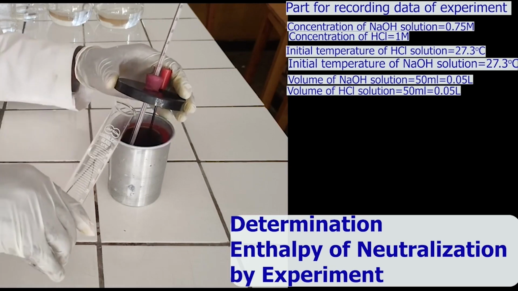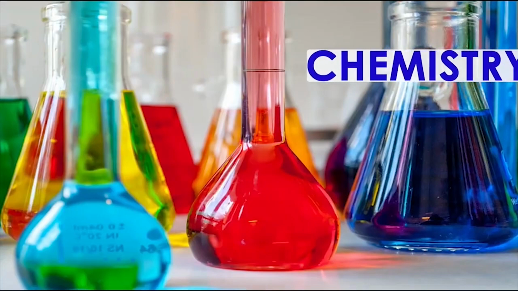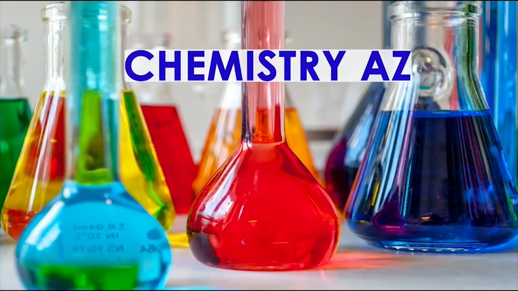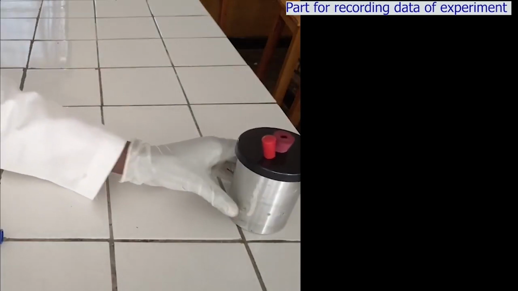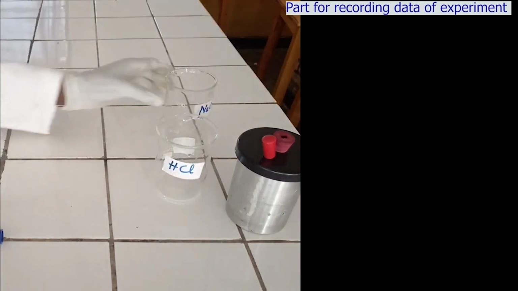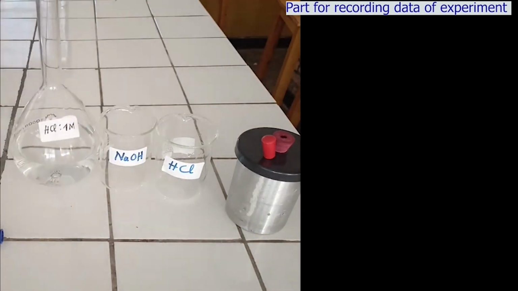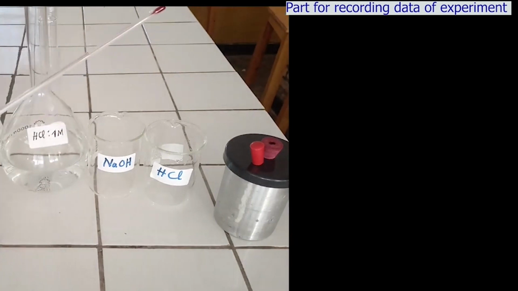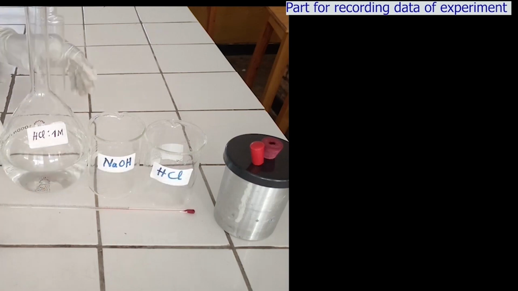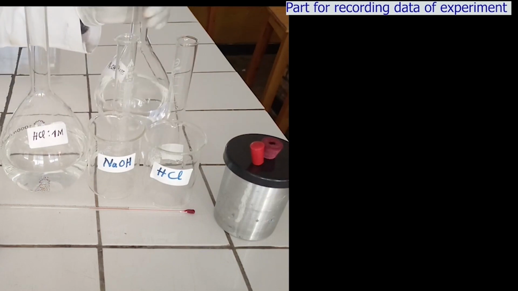Determination of enthalpy change of neutralization by experiment. The materials and chemicals needed in this experiment are: 1. Cup calorimeter. 2. Two beakers. 3. Hydrochloric acid solution. 4. Thermometer. 5. Two measuring cylinders. 6. Sodium hydroxide solution.